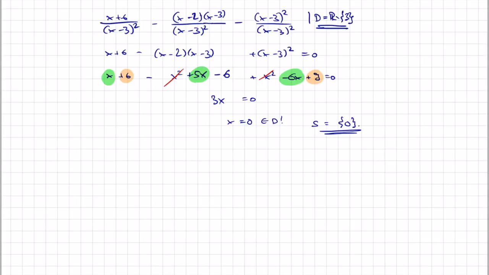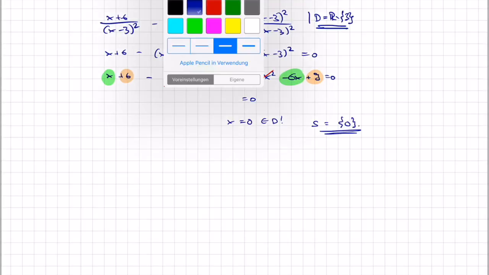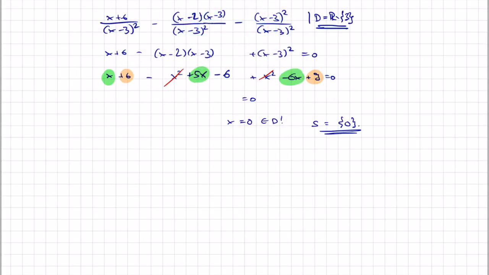So how many x's do we have? X plus 5x minus 6x is 0x. And what kind of constant terms do we have? 6 minus 6 plus 9, that is 9. So 9 equals 0, that is impossible. So no solutions.